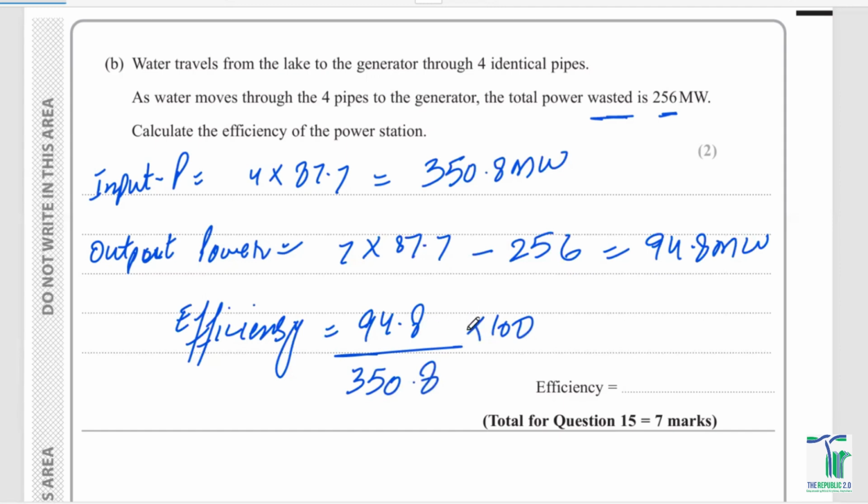So since we just need efficiency, we do not need to times it by 100. By just dividing them up, you'll get the efficiency, which comes out to be 0.27, right? So that is how we're going to do this question number 15.